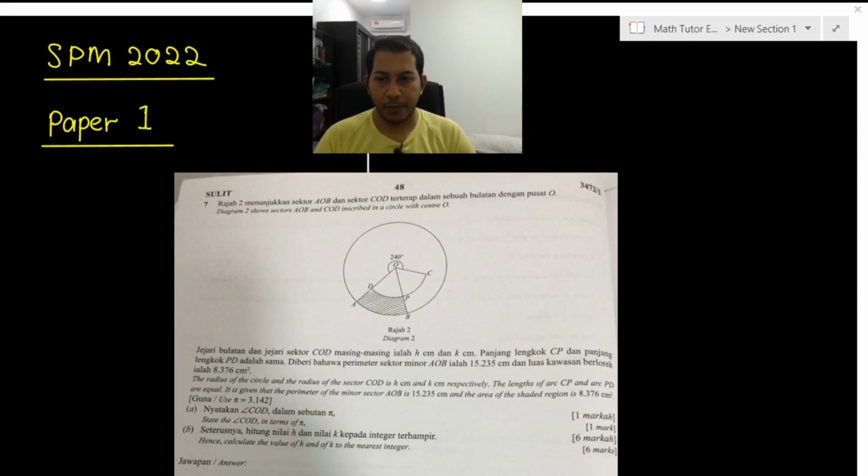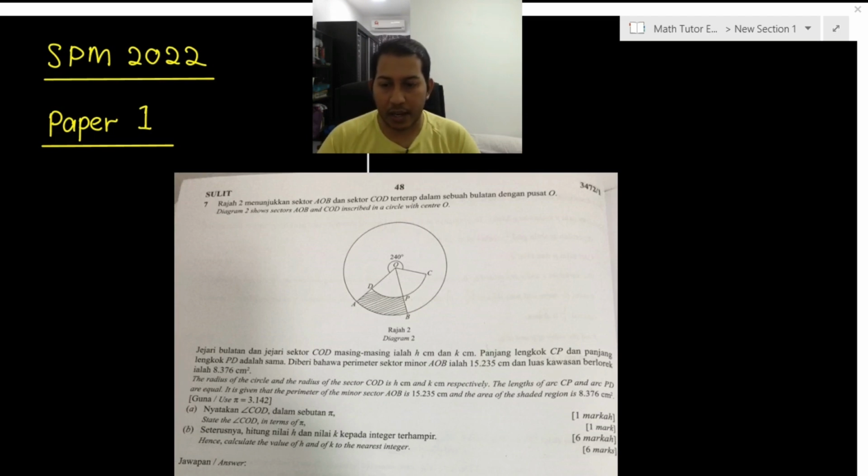Let me read the question now. Diagram 2 shows sector AOB and COD inscribed in a circle with center O. The radius of the circle and the radius of the sector COD is h centimeter and k centimeter respectively. The lengths of arc CP and arc PD are equal. It is given that the perimeter of the minor sector AOB is 15.235 centimeter and the area of the shaded region is 8.376 centimeter square.